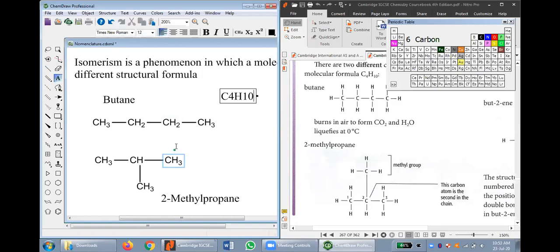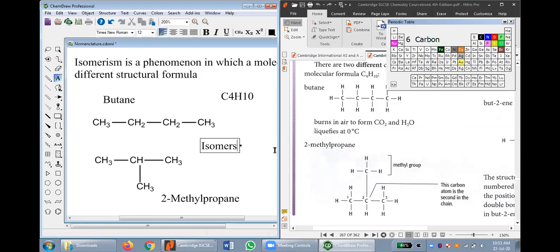However, for these two structures, butane and 2-methylpropane, we're going to use the word isomers. They are isomers of one another. Isomers are structures which have the same molecular formula but different structural formula. This is isomerism of alkanes.